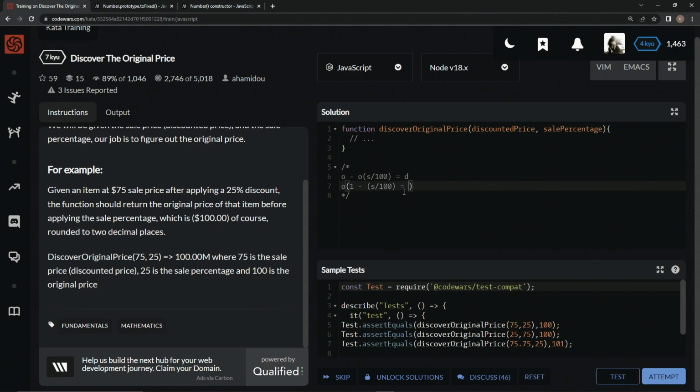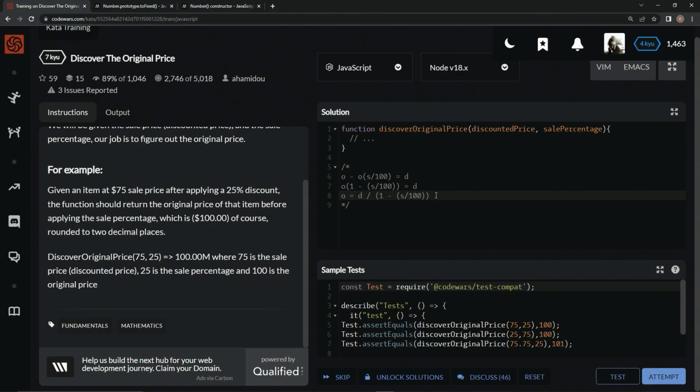So now all we have to do to get the O by itself is say O equals D over 1 minus S over 100. All right? So that's what the original price is going to be. It's going to be this discounted price divided by 1 minus this sale percentage over 100.